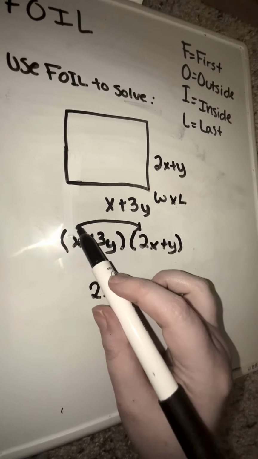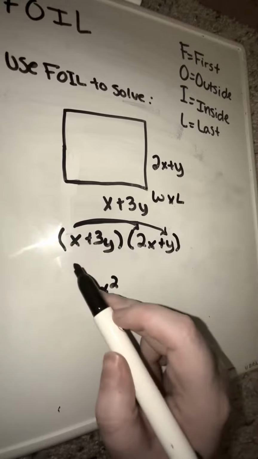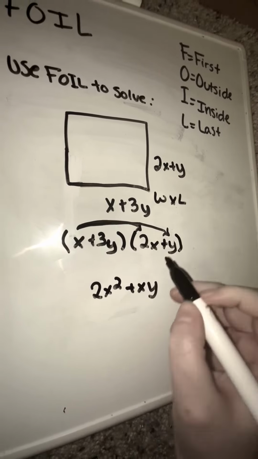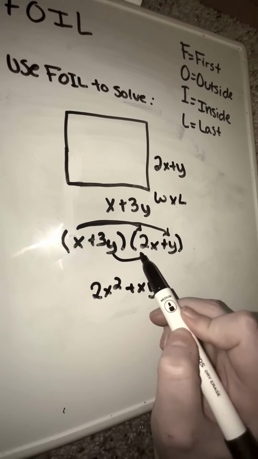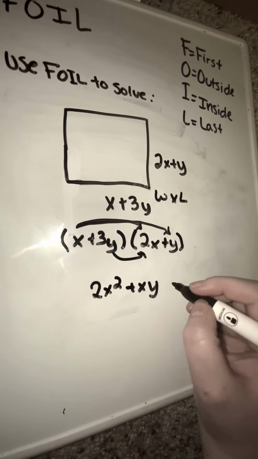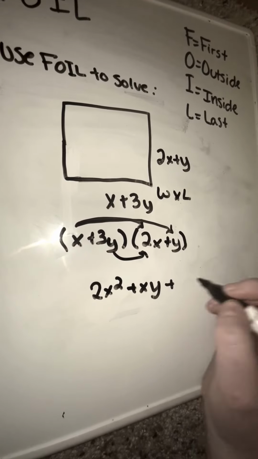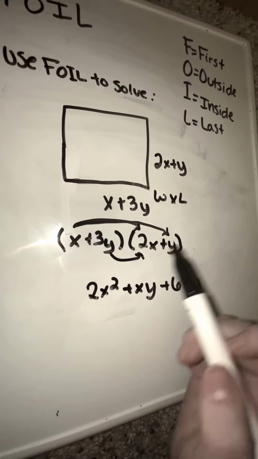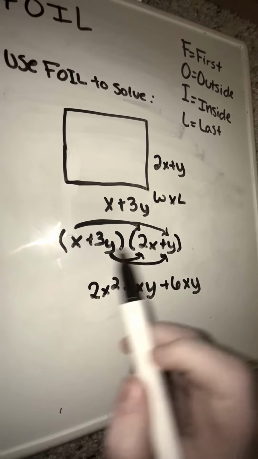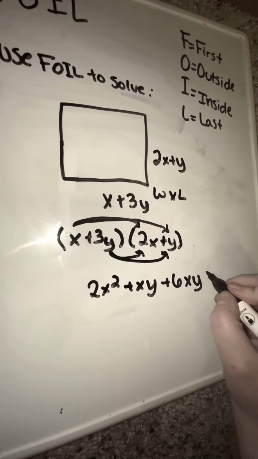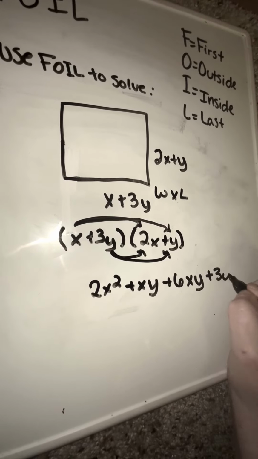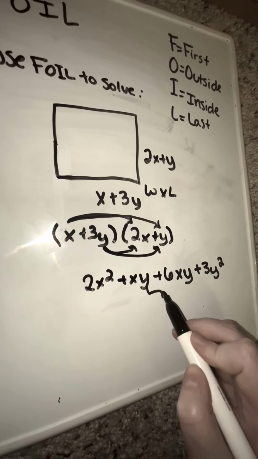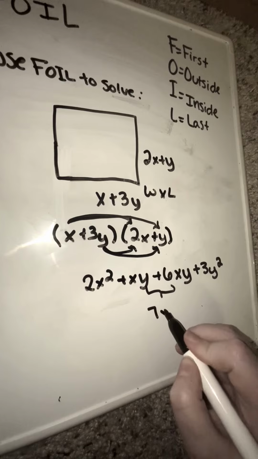O, x times y. I, inside, 3y times 2x. And L, last. 3y times y. Combine like terms, which gives you 7xy.